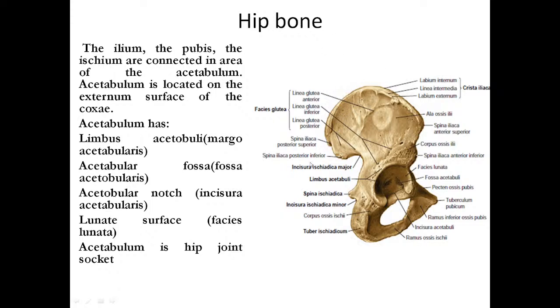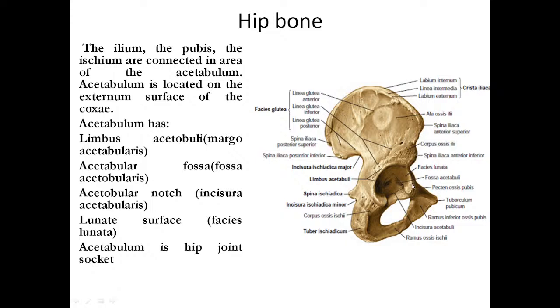Hip bone, os coxa. The ilium, pubis, and the ischium bone are connected in the area of the acetabulum. These are three bones connected in the area of the acetabulum. Acetabulum is located on the external surface of the coxa.